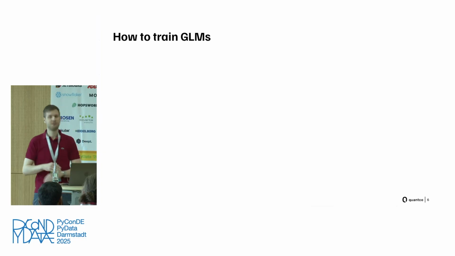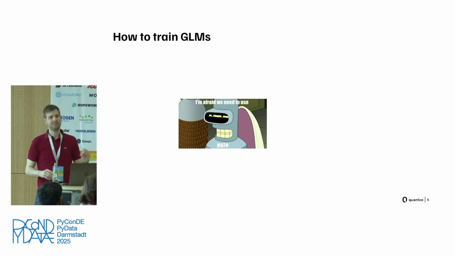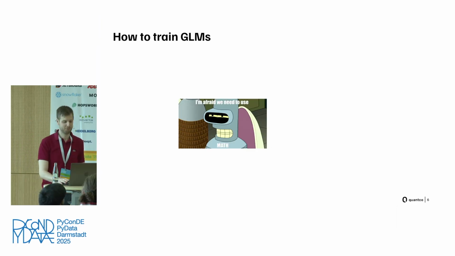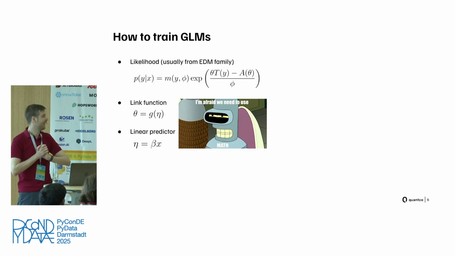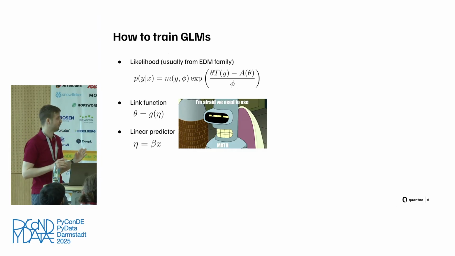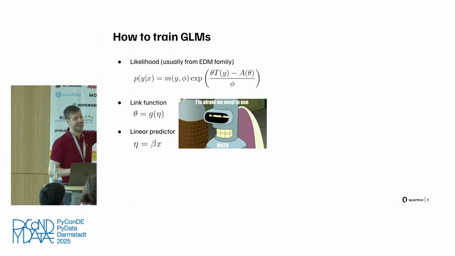Now the question is how to train GLMs, so let's jump to the slide. It's going to be the last slide with equations, but it's unavoidable, I'm afraid. I mentioned that we don't only need to specify this conditional expectation, we actually need this likelihood function.